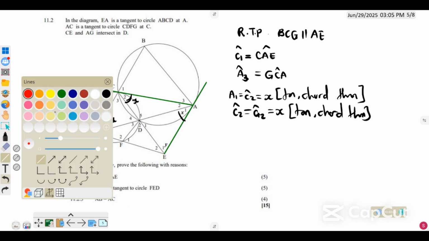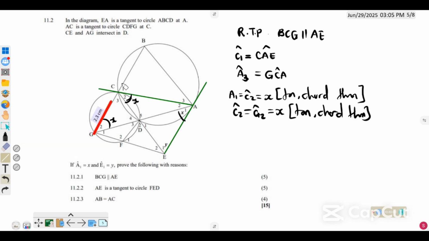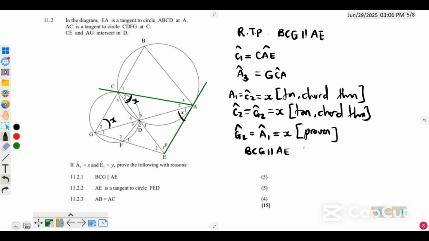Remember, this was one of the options we had previously, whereby we said to prove that this is parallel to that, we can at least have alternating angles, where if we can have alternating angles right here such that this is equal to that. So now we have successfully done that. We have proven that angle G2, the angles that are in alternating position are equal, which is equal to x. Then this is proven. Therefore, you can now conclude that the line BCG is parallel to AE. You need a reason for that. Why? Because alternating angles are equal. Alternating angles equal, it means the lines are parallel.